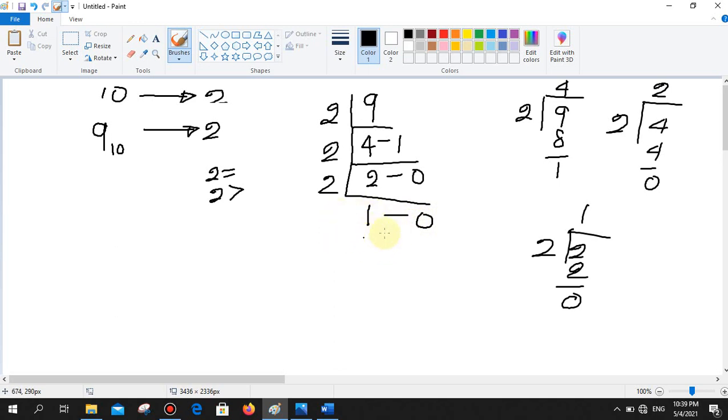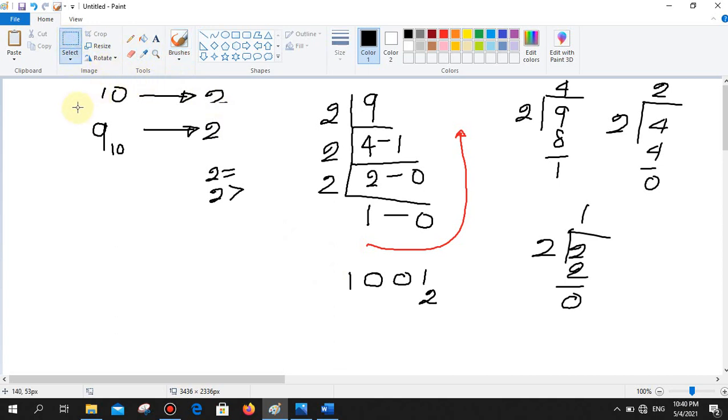We completed the division, converting this decimal number 9 into binary. So then how can you write the final answer? Okay, from bottom to top. The first one I will write here, and the second 0 I will write here, 0, and this one I will write here. Definitely you need to write the base 2. This is how you can convert the decimal number 9 into binary. Please copy this in your book.